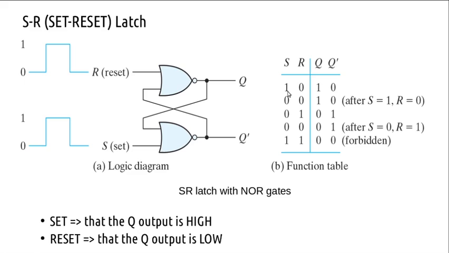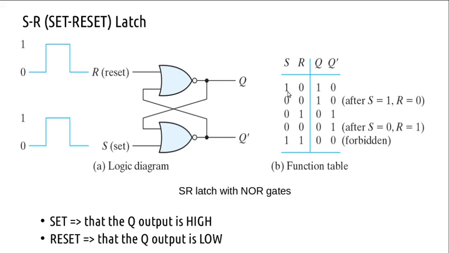So here we see I have a 1 and a 0. Here it works only when an active high input is given. Now I give a 1 here, assume that this output is high and this output is low. That is in the set condition.